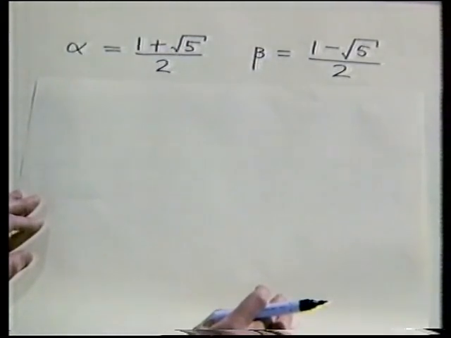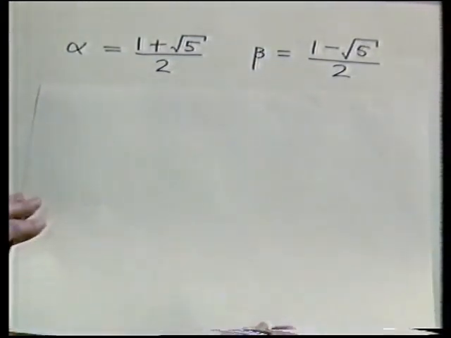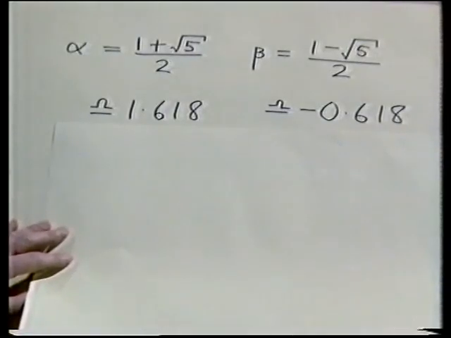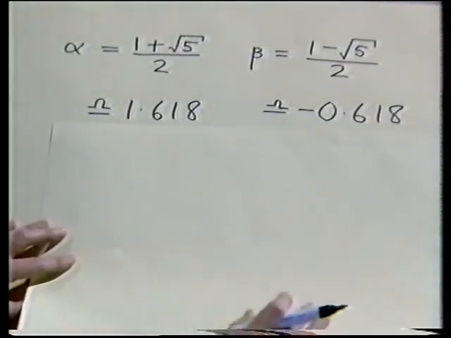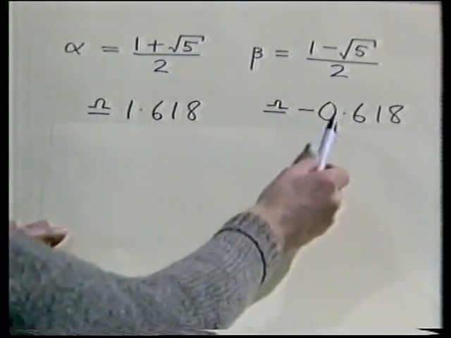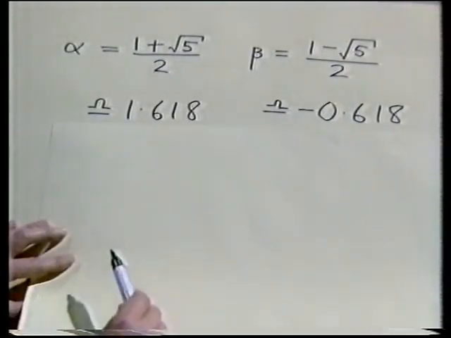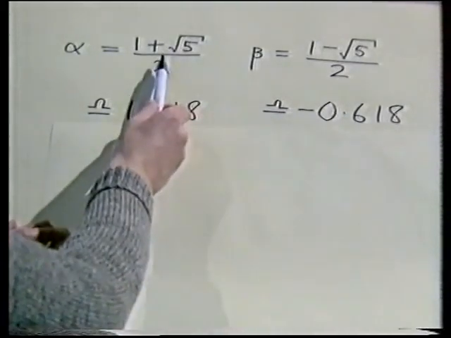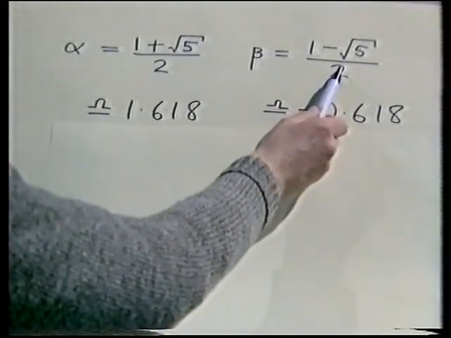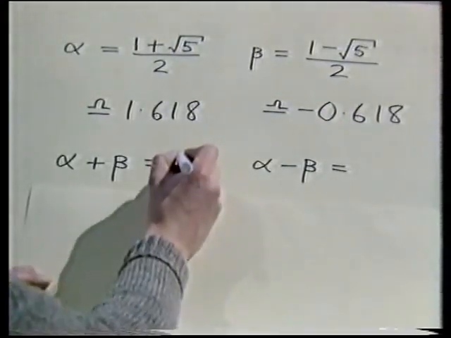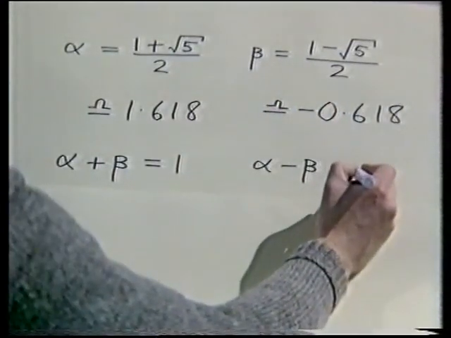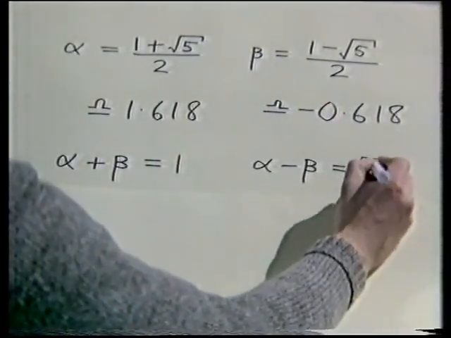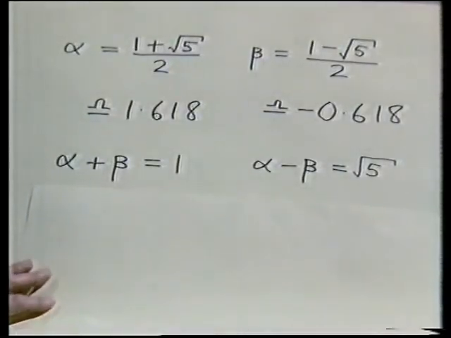Now, if you've worked out these before the program, you'll know that alpha is approximately equal to 1.618, and beta is minus 0.618. And you'll have noticed that 0.618 appears in both of those. Well, all that means is that alpha plus beta is equal to 1. And you can see why that's true by looking at the formulas, because when we add these together, the root 5s cancel. So alpha plus beta is equal to 1. And similarly, looking at these formulas, we can see that alpha minus beta is equal to root 5. And we're going to use both these facts shortly.